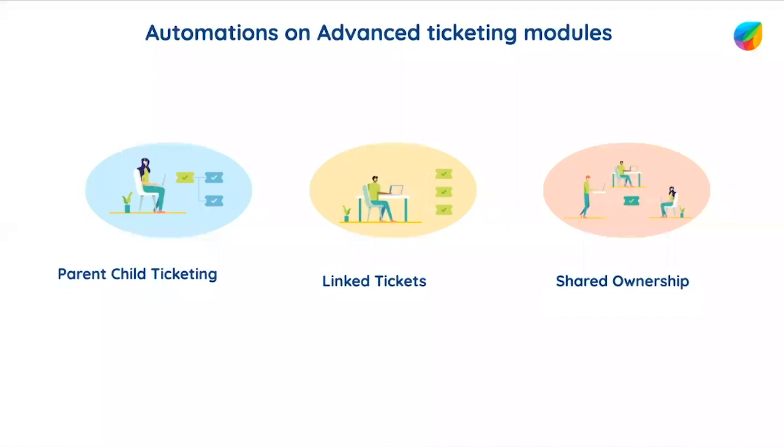Now, parent-child ticketing works when you have a ticket and you need the help of different teams in the company to get the task done, and all those tasks are independent of each other. Right. So you have a parent ticket, which is typically a customer issue, and they would have given you task A, B, and C.